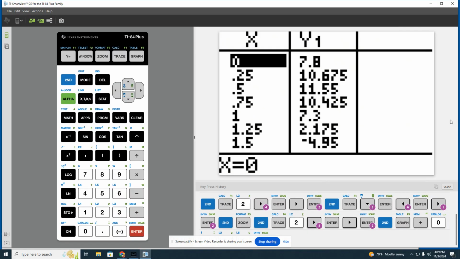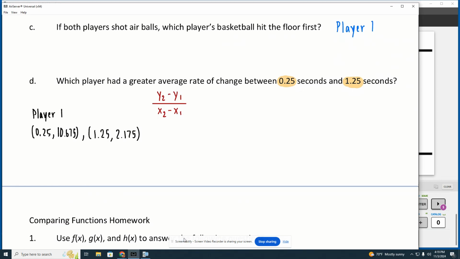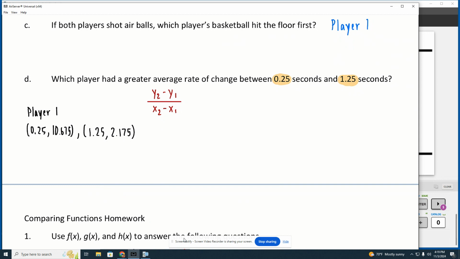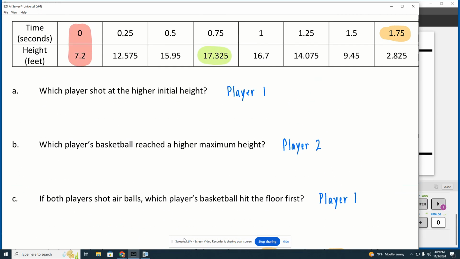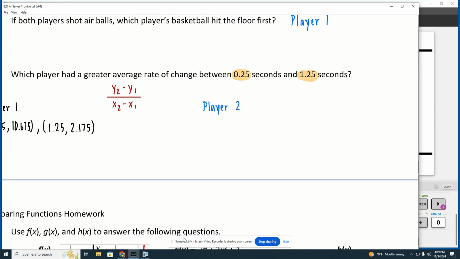So I'm going to go back to my table, and sure enough, look at this. At 0.25, it was 10 point, and we don't have to round here, 10.675. And then player 1 at 1.25 was 2.175. Okay? Now, I've written those down. I want to come back to my paper because we also want to do the same thing for player 2. But the beauty is for player 2, we already have these values. Look, at 0.25, it's 12.75.